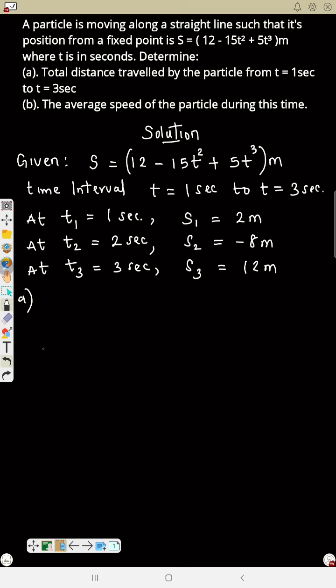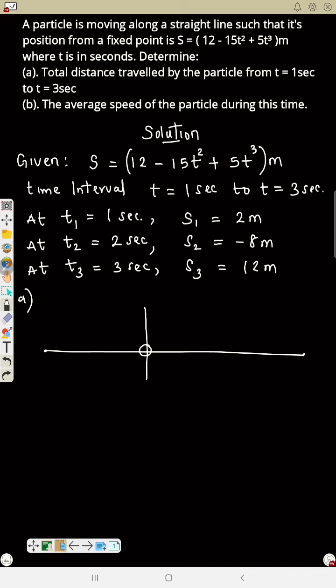Let me use this line to represent my path, the path the object moves. Then here is the origin, that is where the object is starting from. Look at the question. A particle is moving along a straight line such that its position from a fixed point is, now we make this place a fixed point where it's starting from.